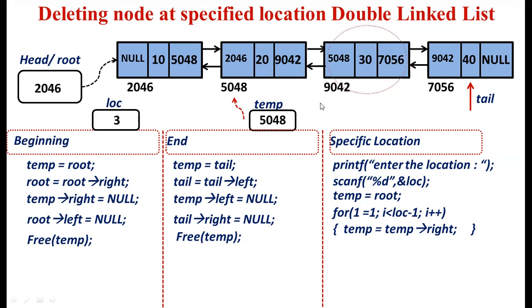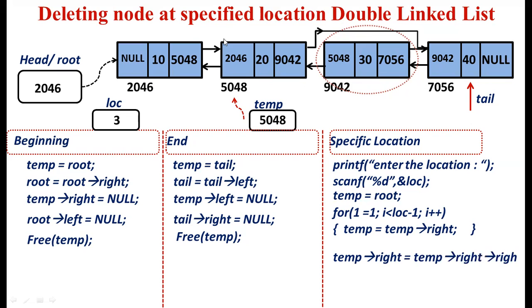So when I say temp to right is equal to temp to right to right, this connection will be lost and this will be pointing to this location. Now after that, I need to place the 5048 value here. You cannot write tail to left, because in this case this is the last node. But here we are going to write temp to right to left is equal to temp value. So 5048 is the temp value.